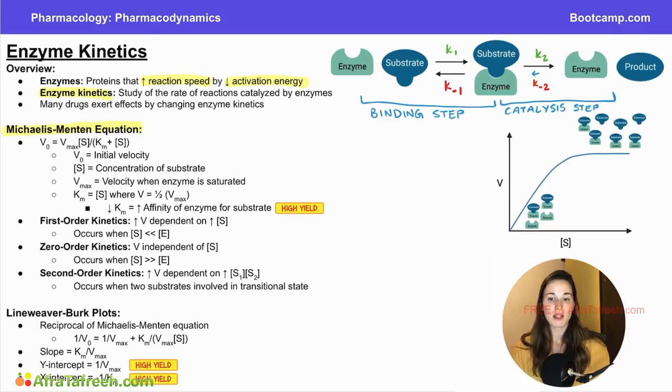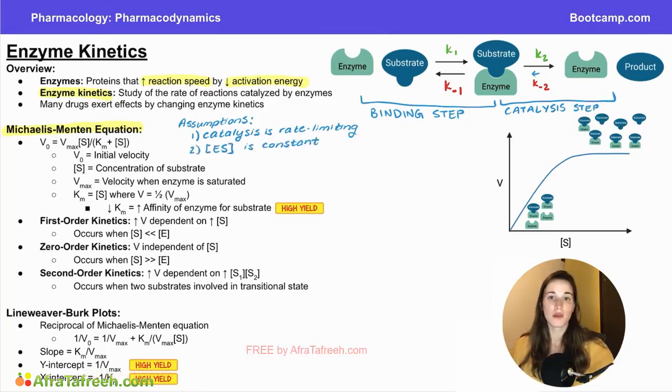In deriving the Michaelis-Menten equation, we need to make a few assumptions. The first thing we assume is that enzyme binding occurs much faster than enzyme catalysis, so catalysis is going to be the rate-limiting step. Since the binding step occurs so quickly, it will rapidly reach equilibrium such that the formation of the enzyme-substrate complex occurs at the same rate as the breakdown of the enzyme-substrate complex. This means the overall concentration of the enzyme-substrate complex remains constant throughout the reaction.